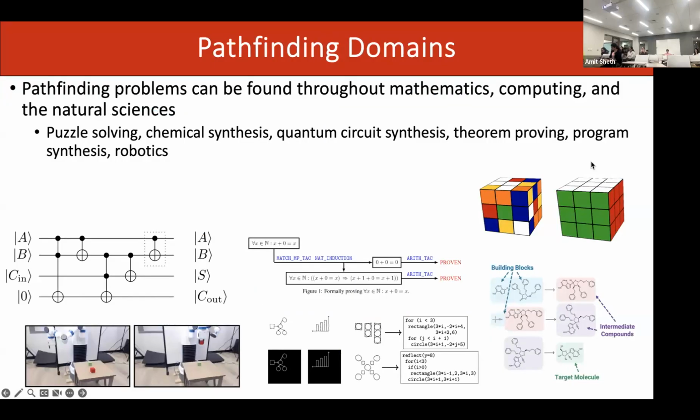Now, pathfinding problems are found all throughout computing, mathematics, robotics, sciences. They're everywhere. In fact, writing an algorithm itself is composed of a pathfinding problem. And I would argue that artificial intelligence in general is just meta algorithms that write algorithms. So I think this is key to solving AI. So for example, synthesizing circuits for quantum computing, getting robots to do pretty much anything, doing program synthesis, proving theorems, solving puzzles, synthesizing chemicals. These are all pathfinding problems.